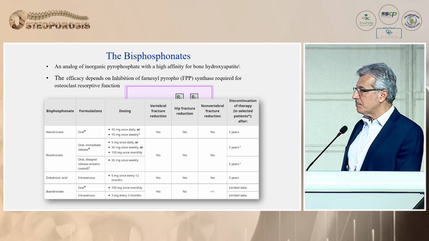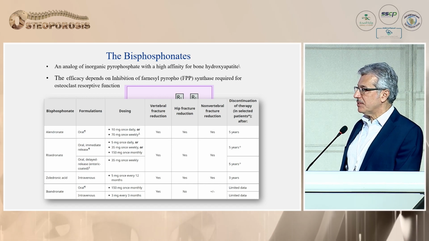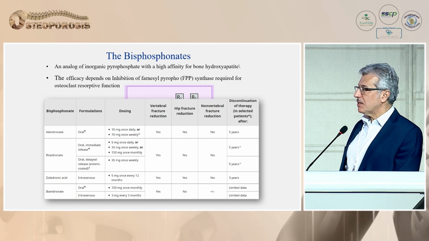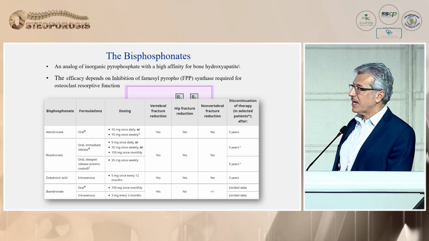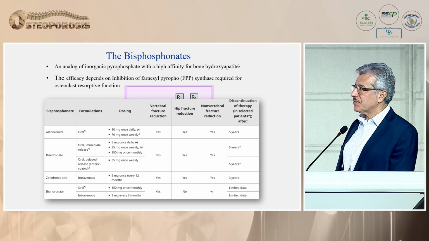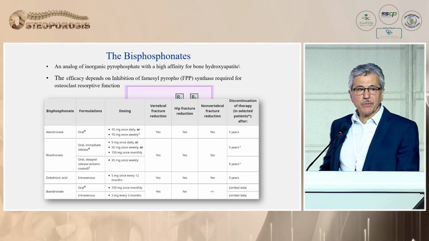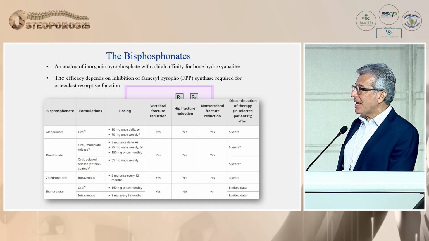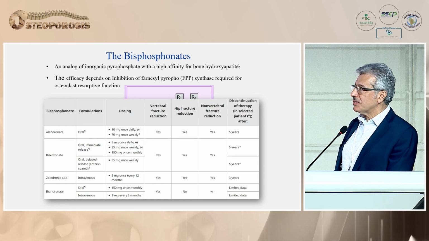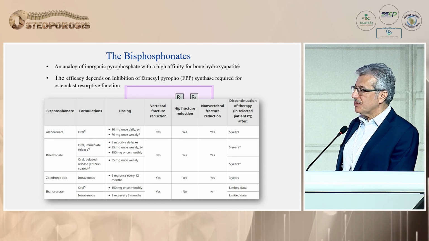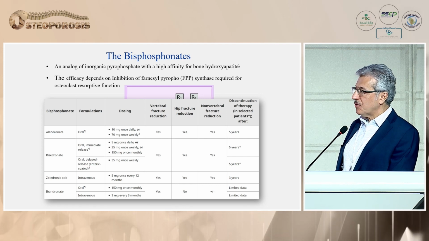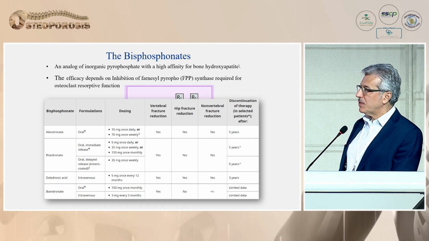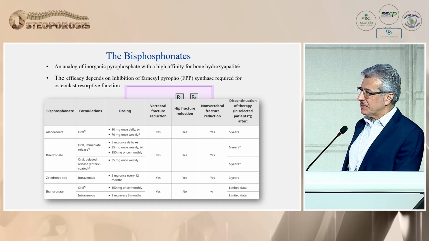Ibandronate is another bisphosphonate that is not commonly used here in our community, but it works well for vertebral fracture. As you see, all bisphosphonates have good evidence for preventing vertebral fracture, but ibandronate does not have the evidence to decrease hip fracture. So it's a little bit weaker type of bisphosphonate, whereas the others have this evidence.